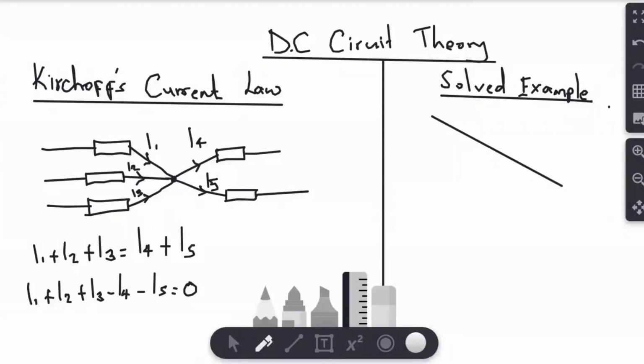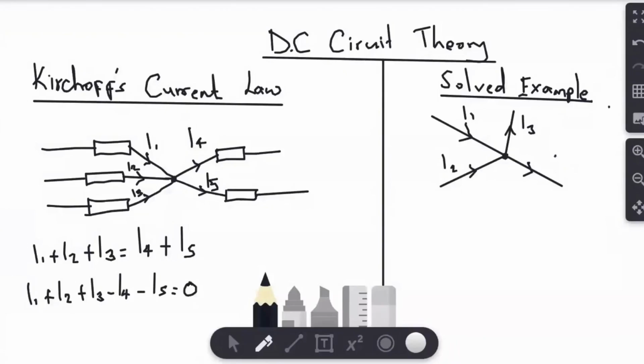So let's look at a solved example and try to apply the Kirchoff's current law to determine the current that is missing. So we have four currents and they are meeting at a point that we are marking right there. So I1, I2, I3, and I4. We have been given the values of the currents.